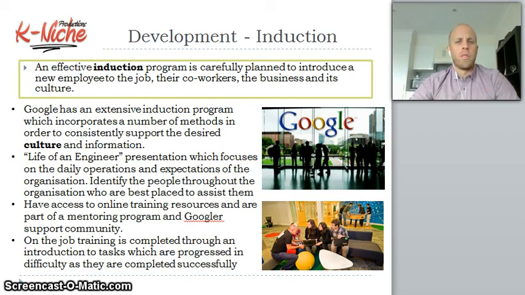They actually have different blogs, online chat tools, emails. They have access to online training resources and a part of this mentoring program, so they're given somebody that will help them over time. And it's called a Googler support community. It's actually called a Noogler. So the new Googlers are called Noogler. There you go. On-the-job training is then completed through an introduction to tasks, and they're progressed in difficulty as the prior tasks are successfully finished. So they're not just being thrown into it, it's a stage-by-stage process.